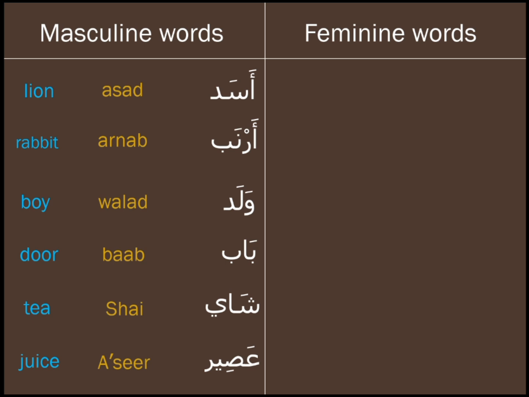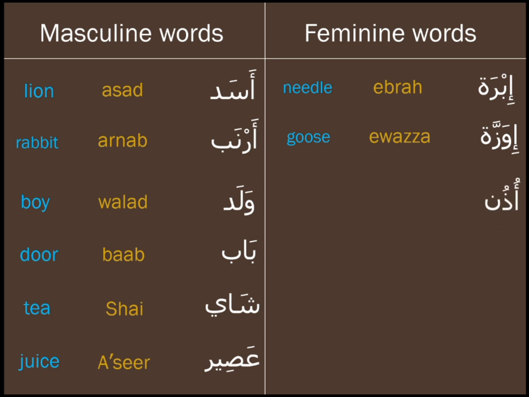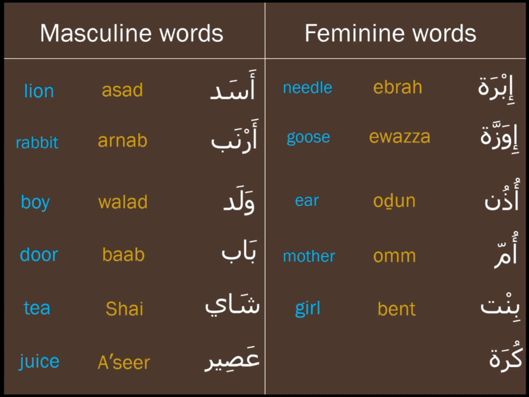Now, moving to feminine words. The first word is إبرة, needle. يوزع, goes. أذن, ear. أم, mother. بنت, girl. كرة, ball.